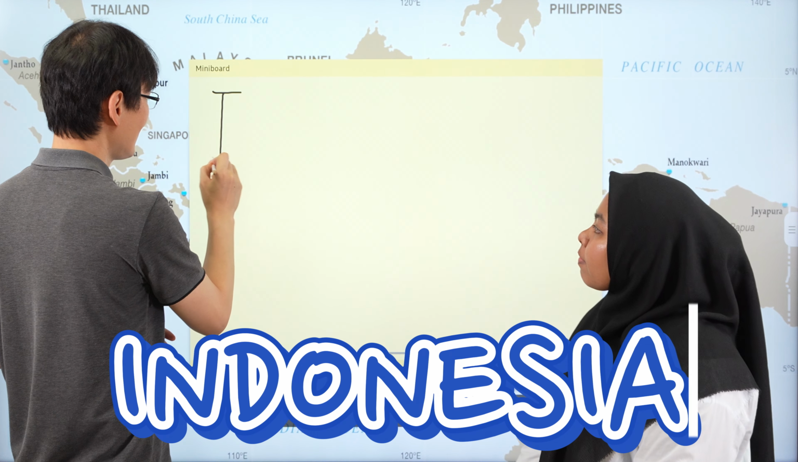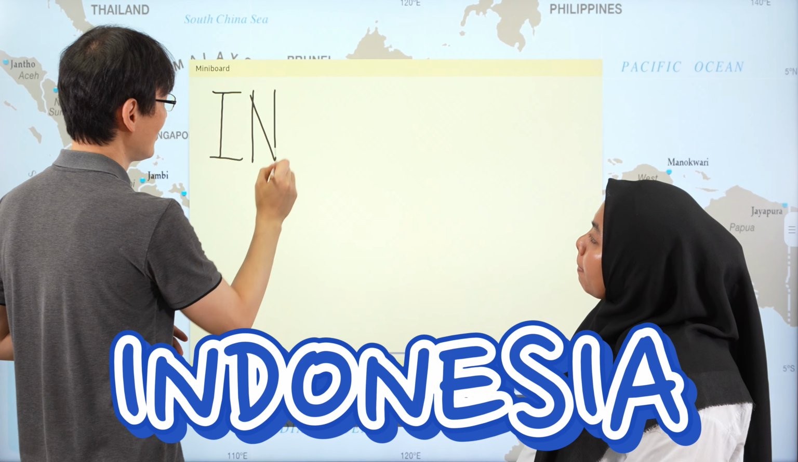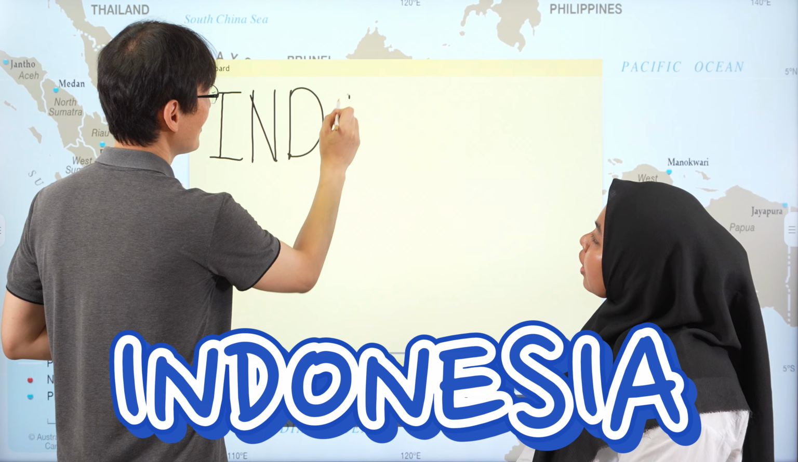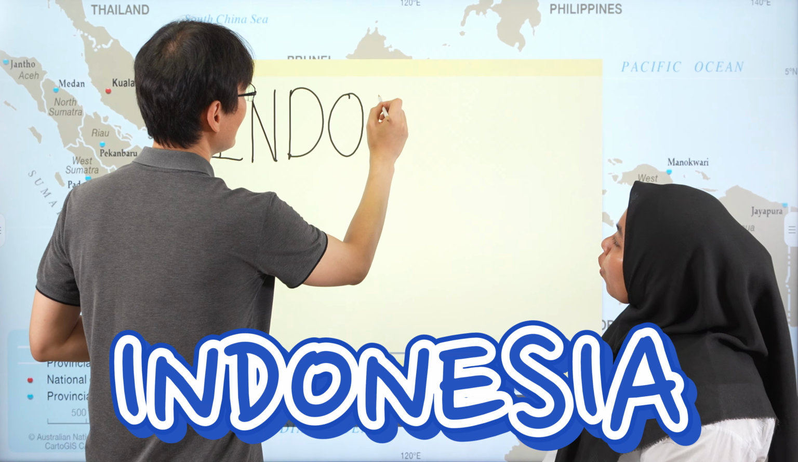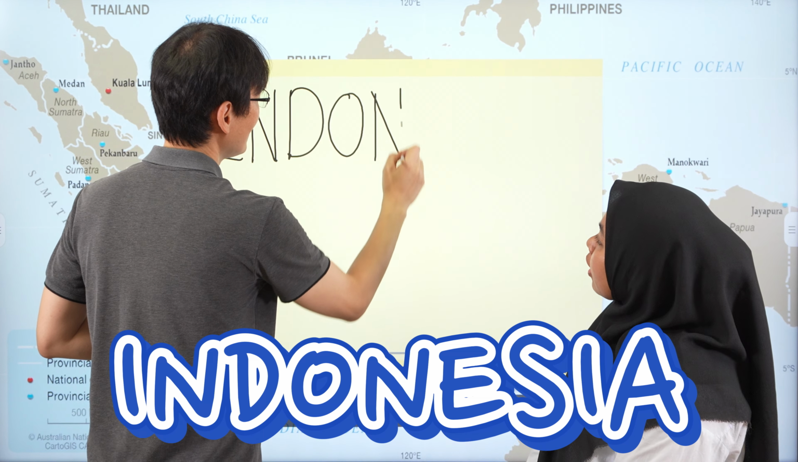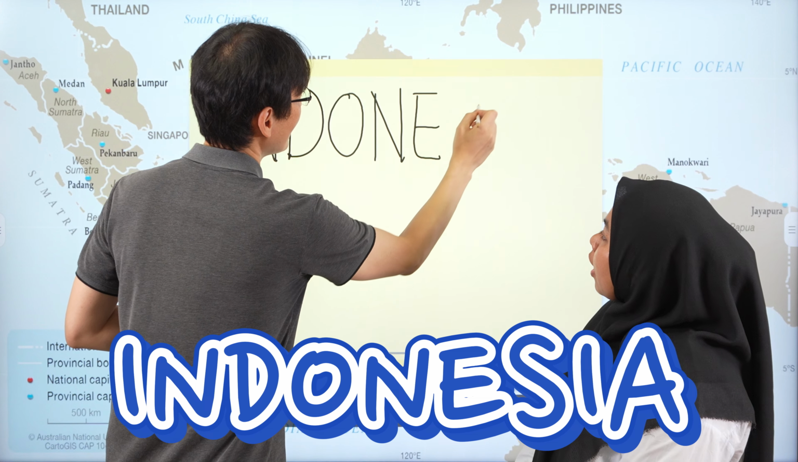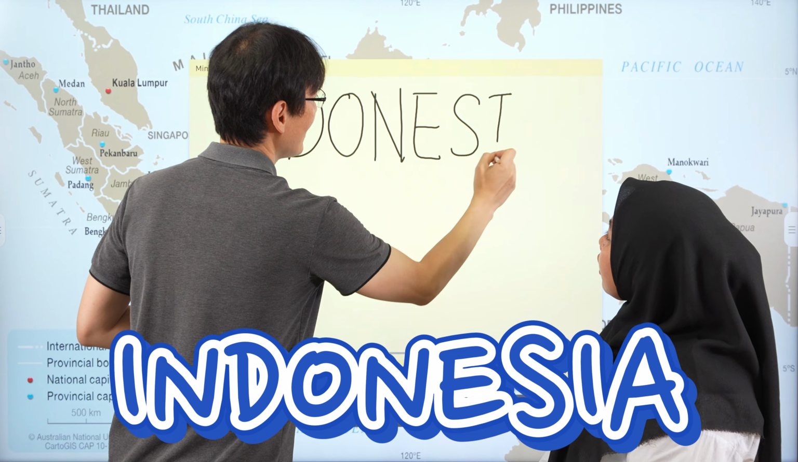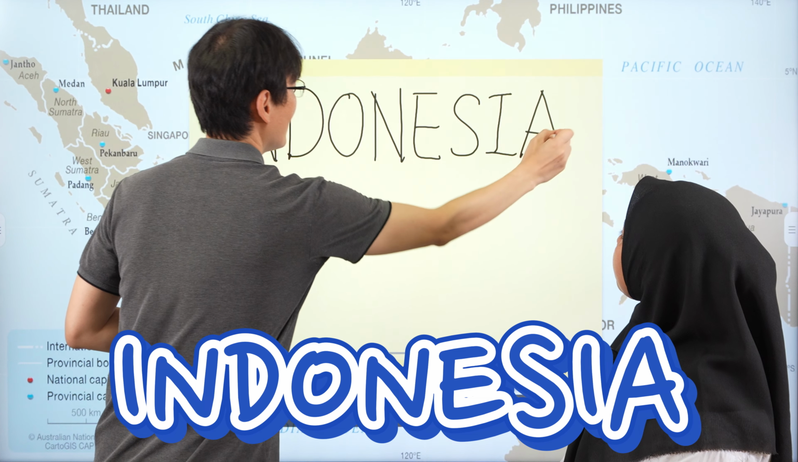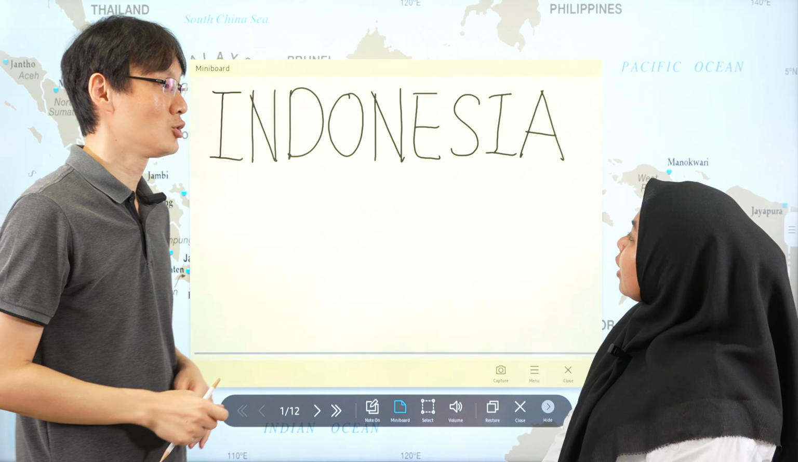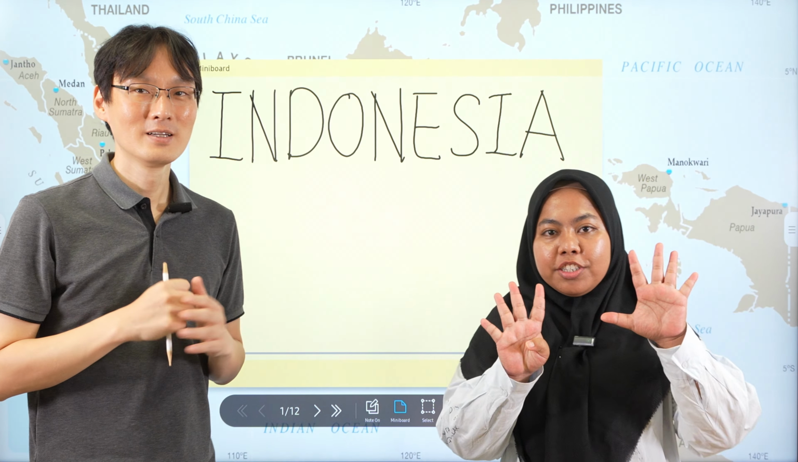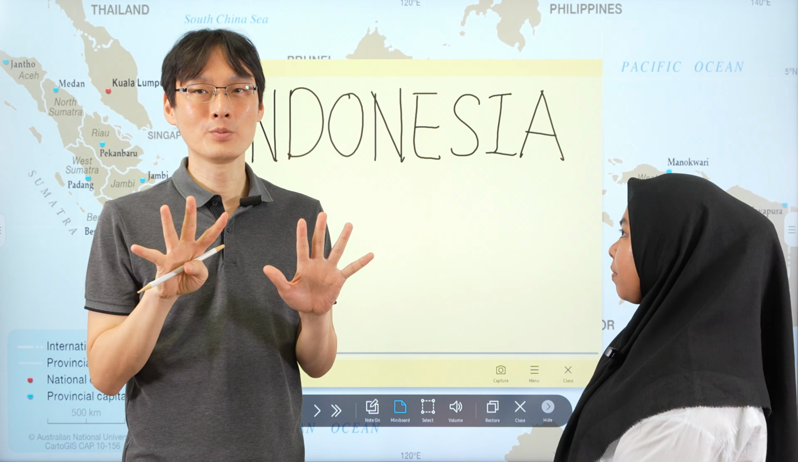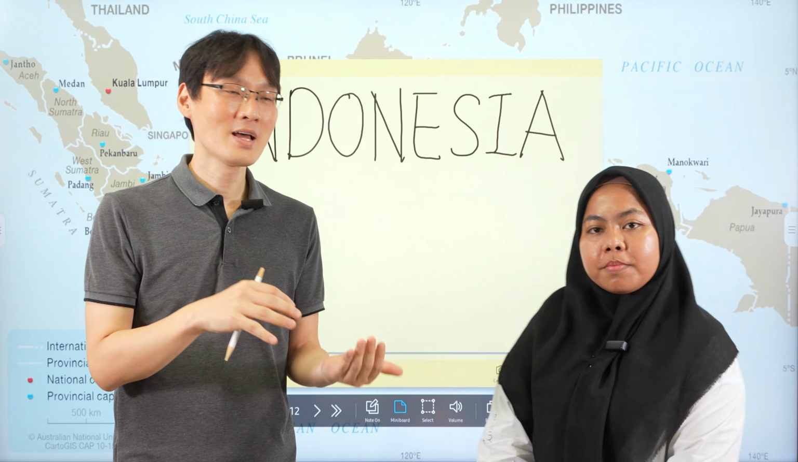I, N, D, O, N, E, S, I, A. How many letters? It should be nine. Nine letters. That's why there are nine scopes to describe several aspects of your country.